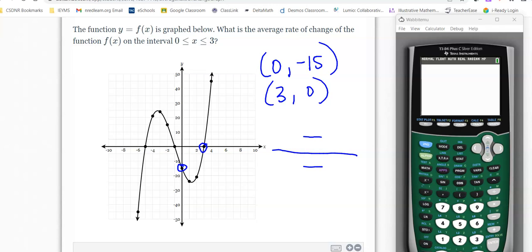Set up your y2 minus y1 over x2 minus x1 formula. 0 minus negative 15, over 3 minus 0. We get 15 over 3, which is 5.